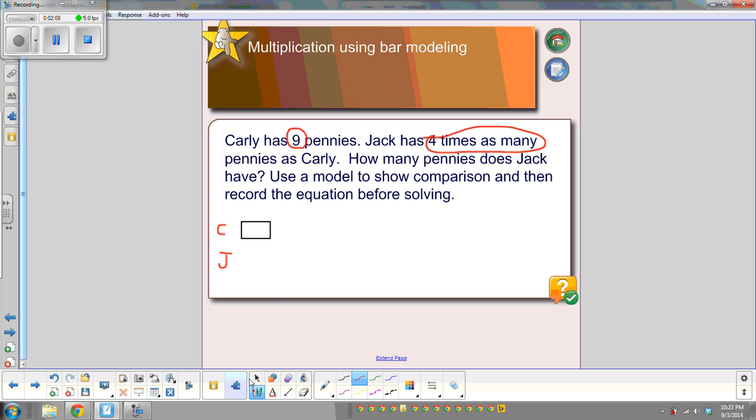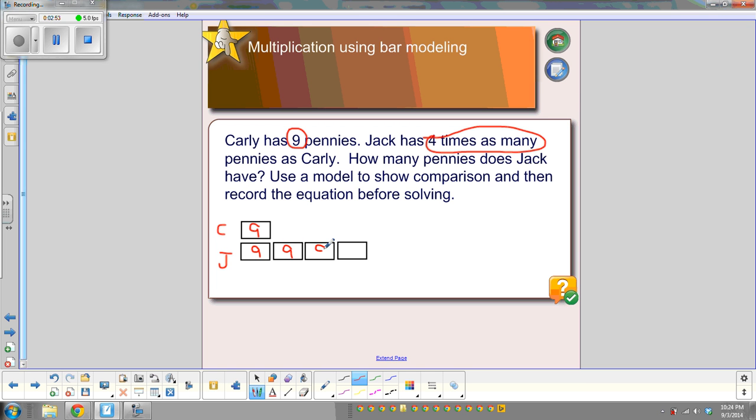All right, so here we got Carly and we got Jack. And it says here that Carly has 9 pennies. It also says that Jack has 4 times as many pennies as Carly. So if I was using boxes of pennies, let's say we have a box and it's full of 9 pennies for Carly, and Jack has 4 times as many pennies as Carly. How many boxes am I going to put for Jack? Good, we're going to put 4. And how many pennies are in each one of those boxes? Okay, good, 9 pennies in each of these boxes.